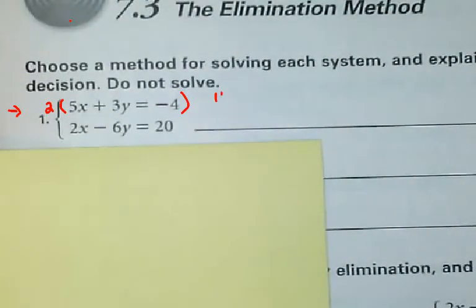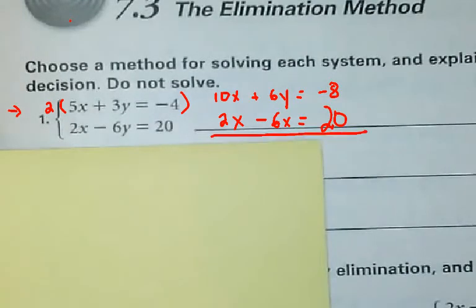I would get 10x. I would get positive 6y. And I would get negative 8. And on the bottom, I don't change the bottom at all, minus 6y equals 20. Now look, when I add these guys together, the y's cancel out. That's a y. Doesn't look like a y, but it's a y. It's called the elimination method. What are we doing? We're getting rid of one of the letters.